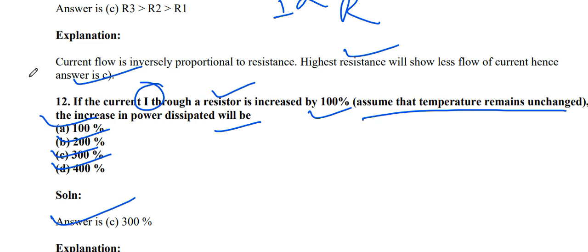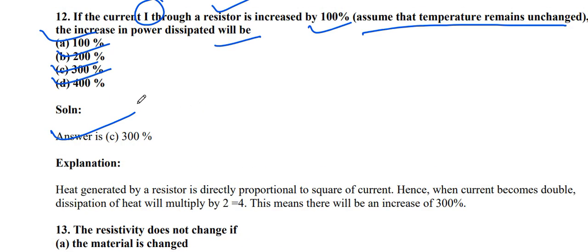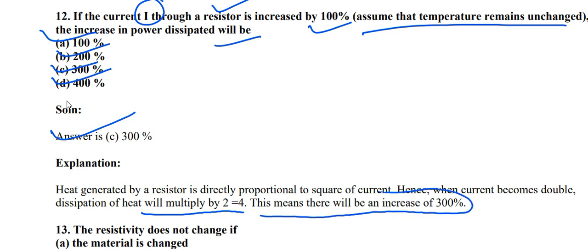How? You can see here. Heat generated by a resistor is directly proportional to the square of current. Hence, when current becomes double, dissipation of heat will be multiplied by 2 squared, which equals 4. This means there will be an increase of 300%.